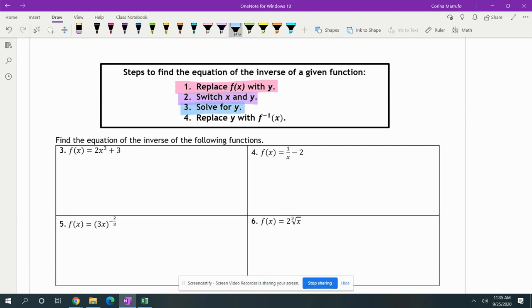And then you're going to solve for y. And then you're just going to replace y with f inverse of x. Okay, so it seems a little bit complicated, but don't worry. I'm going to walk you guys through it. So the first step is to replace f of x with y.